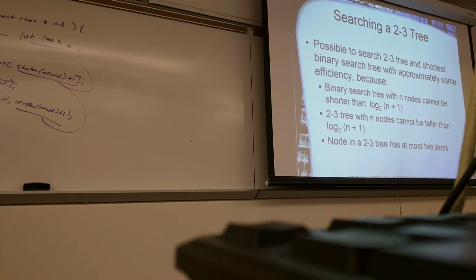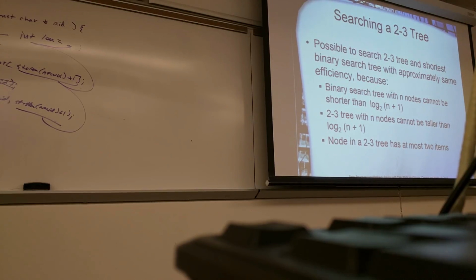So when I search a 2-3 tree, it's possible to search with approximately the same efficiency as the shortest binary search tree, because a binary search tree with n nodes cannot be shorter than that, right? We agreed the minimum height of a binary search tree with n nodes is log base 2 of n plus 1. And a 2-3 tree with n nodes cannot be taller than this. Now, I haven't convinced you of that yet, because I haven't even shown you how you delete or insert things. So you are just believing me right now when I tell you that a 2-3 tree will always be balanced.